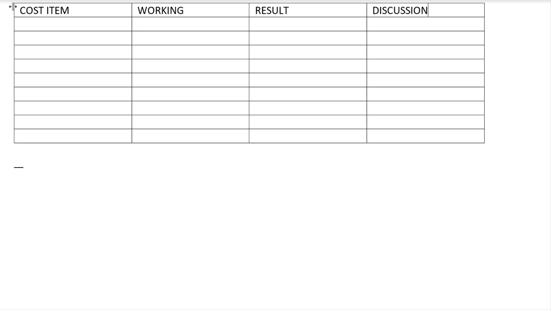Okay. Now, let's populate the table with everything that we found. We found a sales visit. We found engineers. We found a technical advisor.